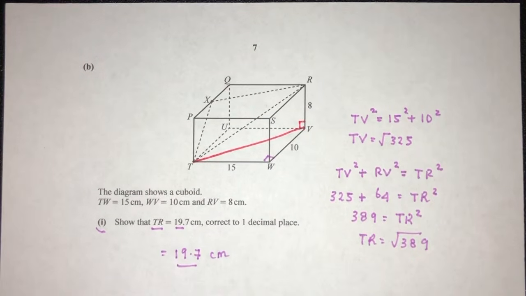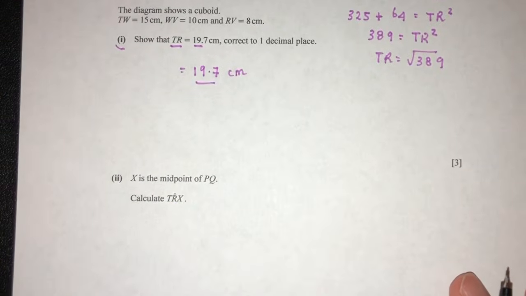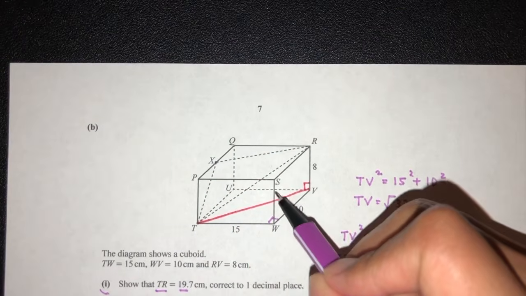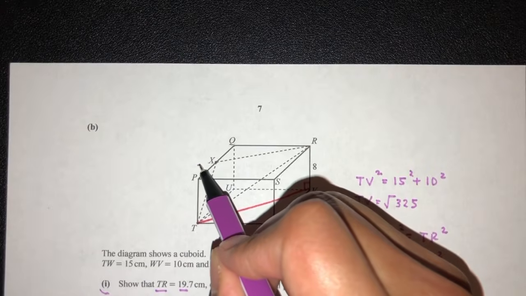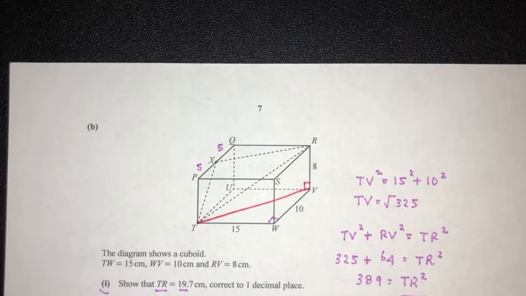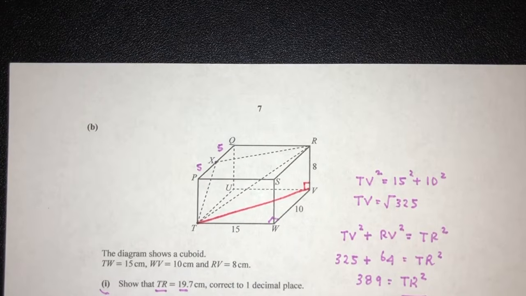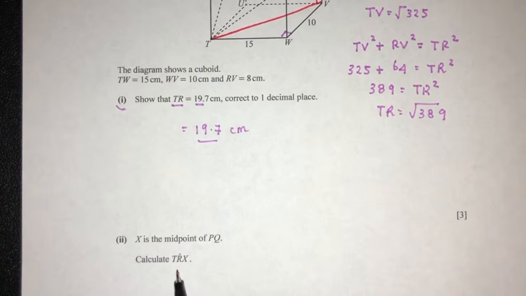Now what else do we need to do? So we have to look at this one. X is the midpoint of PQ. This is the midpoint, which means the whole thing is 10, so this has to be 5 and 5, right? Midpoint. Now what else? We have to find the angle TRX.